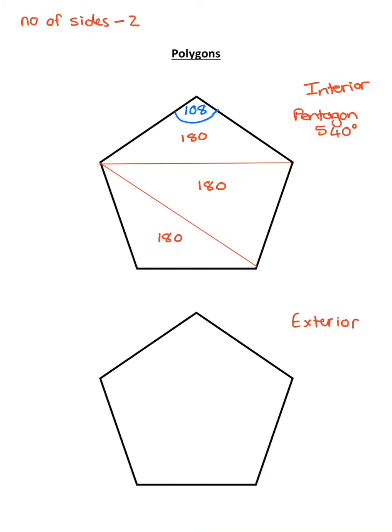Okay, so how to find the exterior angles. There are 2 rules for this. The first rule that you need to know is this, that all exterior angles add to 360 degrees. And because this is a 5-sided shape, I know there'll be 5 exterior angles. Let's have a look at what an exterior angle would look like. If I extend that, that's one exterior angle. That's another exterior angle.